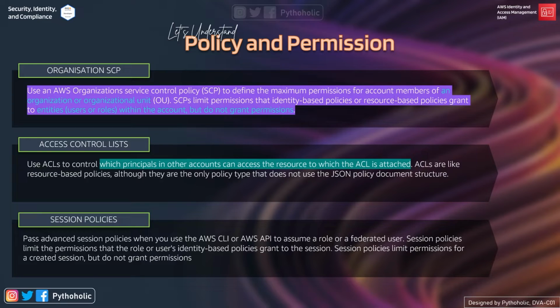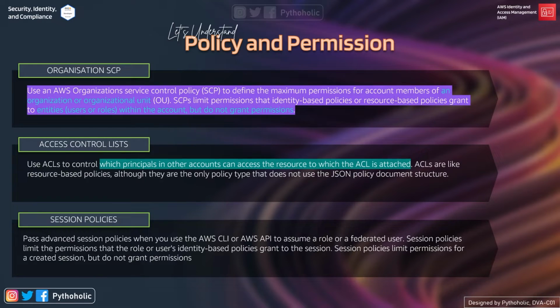Here as well, when a request is received against a resource, Amazon S3 checks the corresponding ACL to verify that the requester has the necessary access permission, and based on that, it will either allow or deny the request. At last, we have the important one. We have the session policies.